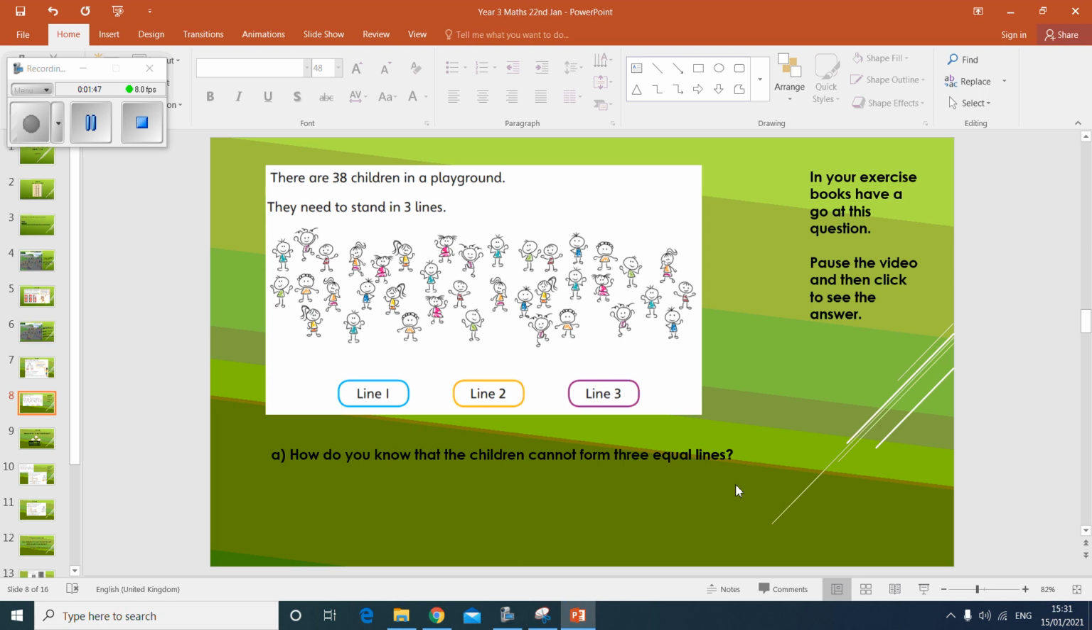So now let's have a go in our exercise books. Let's write down the calculations to work out this question. There are 38 children in the playground and they need to stand in 3 lines. How do you know that the children cannot form 3 equal lines? Pause the video to write your answer and then we'll check to see if you are correct.